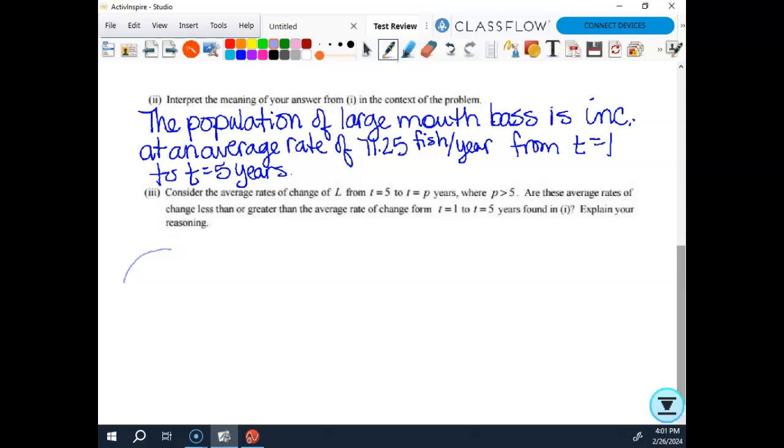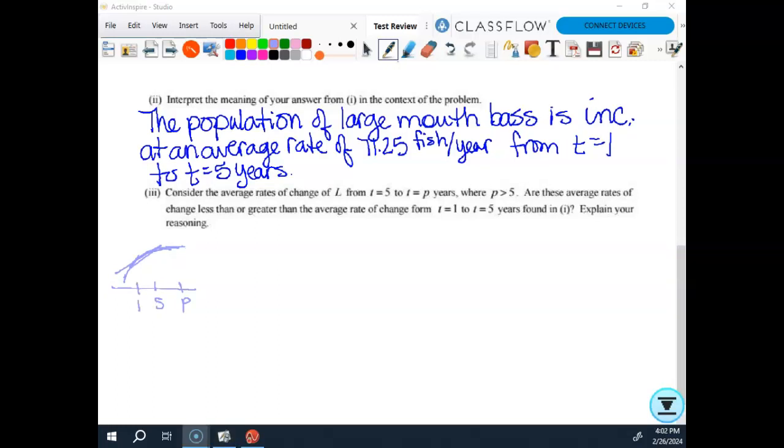And so I know that from t equals 1 to t equals 5, it says, is it going to be greater or less than? Well, let's think about what's happening to our rates of change. I don't know exactly where these numbers are, but we're going to go from 1 to 5 and then to p. So this average rate of change was 71.25. But then as I go along and get closer to p over here, I want to know, are those average rates of change less than or greater than?